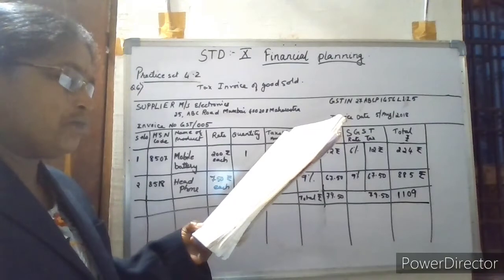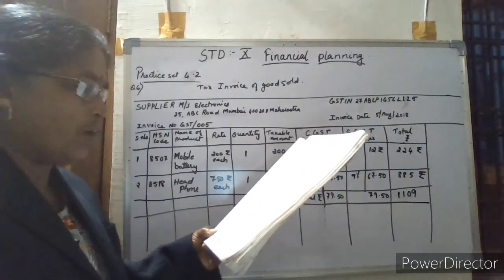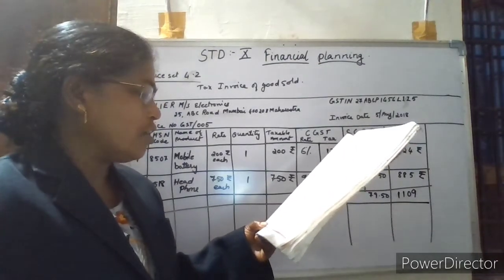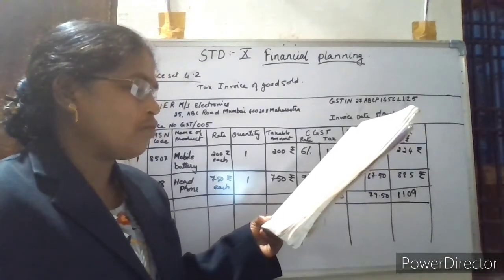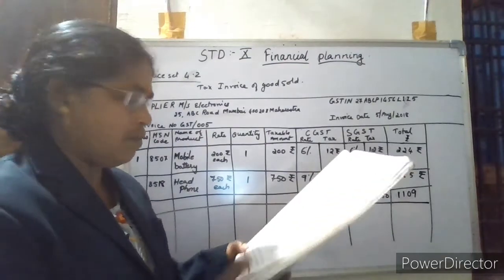One PC means one piece. So the mobile battery costs rupees 200, only one, at the rate of GST 12%, and the headphone costs rupees 750 at the rate of GST 18%. The HSN code is given already.